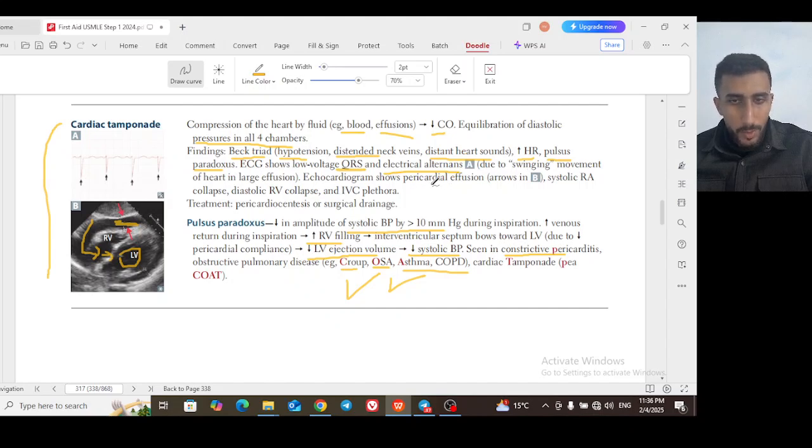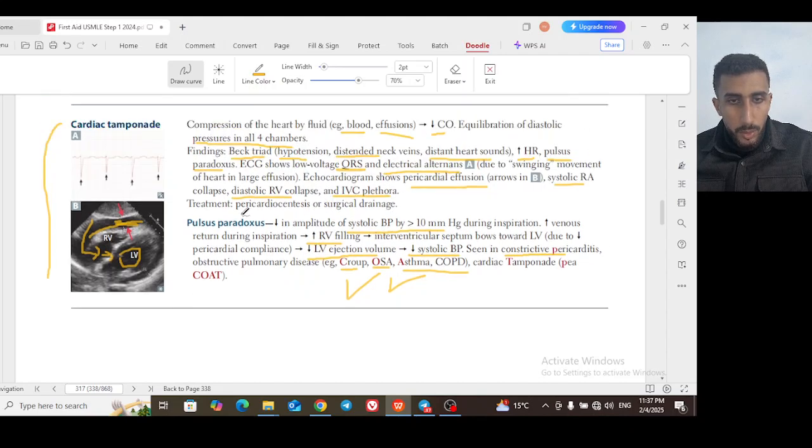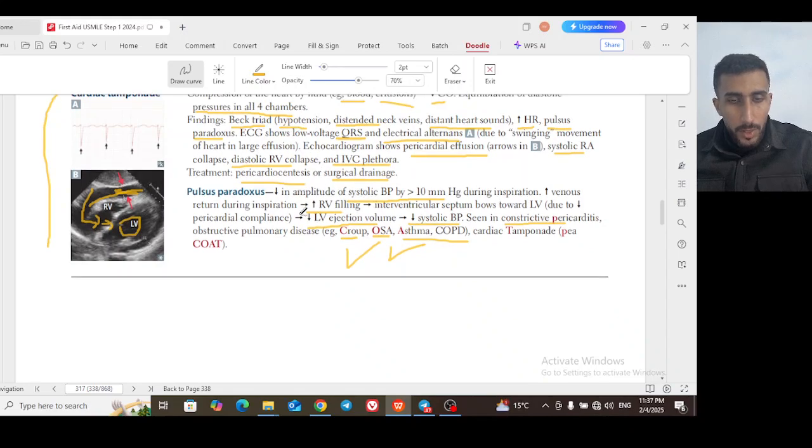The echocardiogram of course will show the pericardial effusion. Here this is a pericardial effusion surrounding the heart, with systolic right atrial collapse and diastolic RV collapse. So with all this fluid or blood surrounding the heart, there will be systolic RA collapse and diastolic RV collapse, and IVC plethora; the IVC is going to be distended and plethoric. So for the treatment, you have to do either pericardiocentesis or surgical drainage, and you have to do some kind of consultation to decide that.